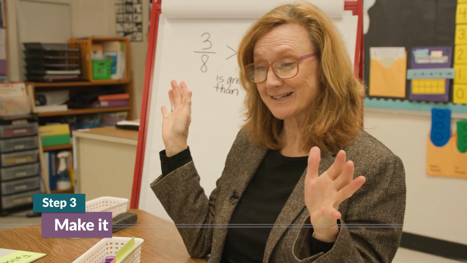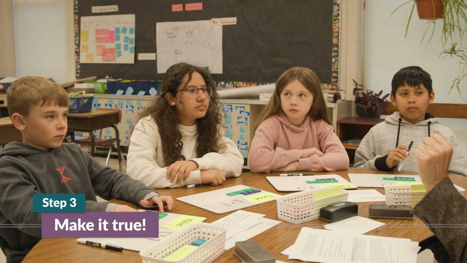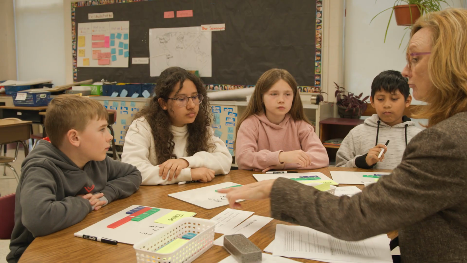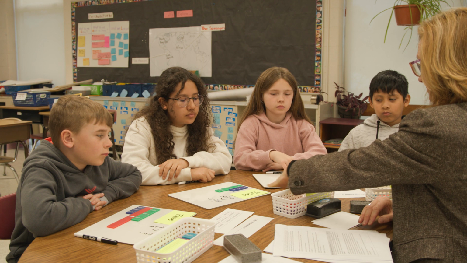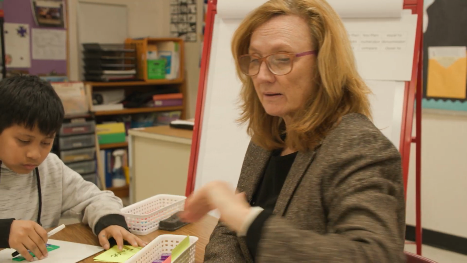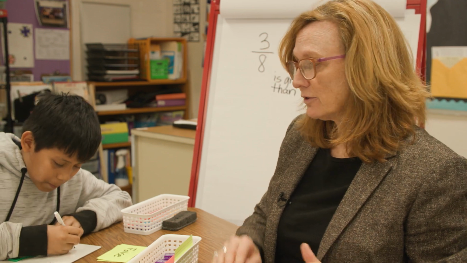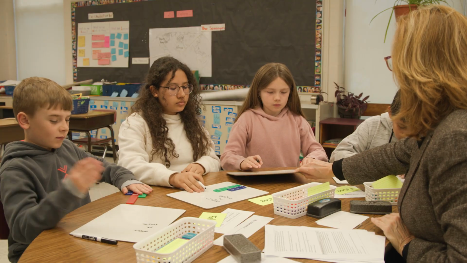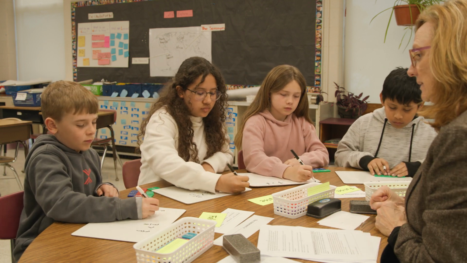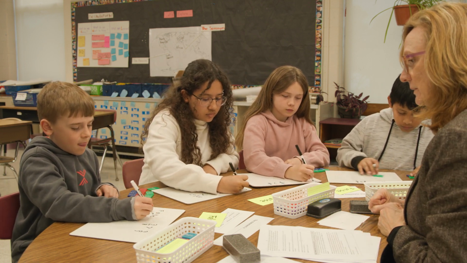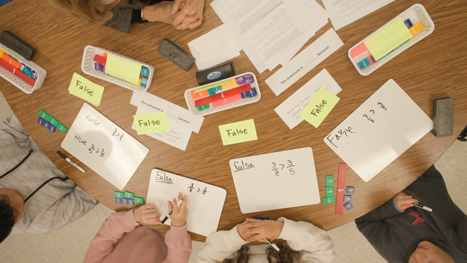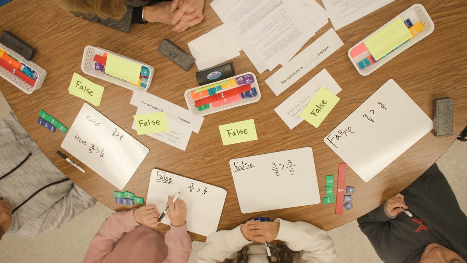The next part of this activity is called Make It True. What I'm going to ask you to do is to write false right up here instead of using the card. Slide your model off so that the bottom part of your whiteboard can be used to make it true. But there's something we need to change to make the statement true.